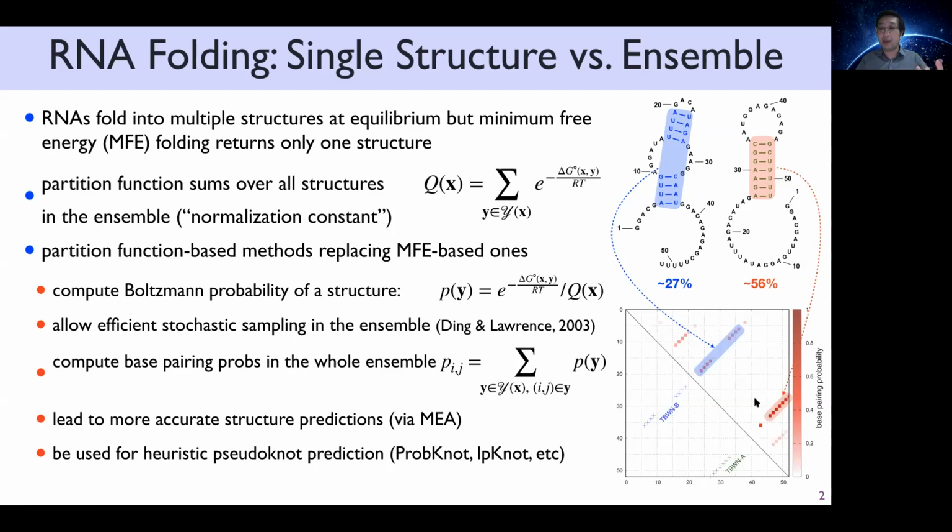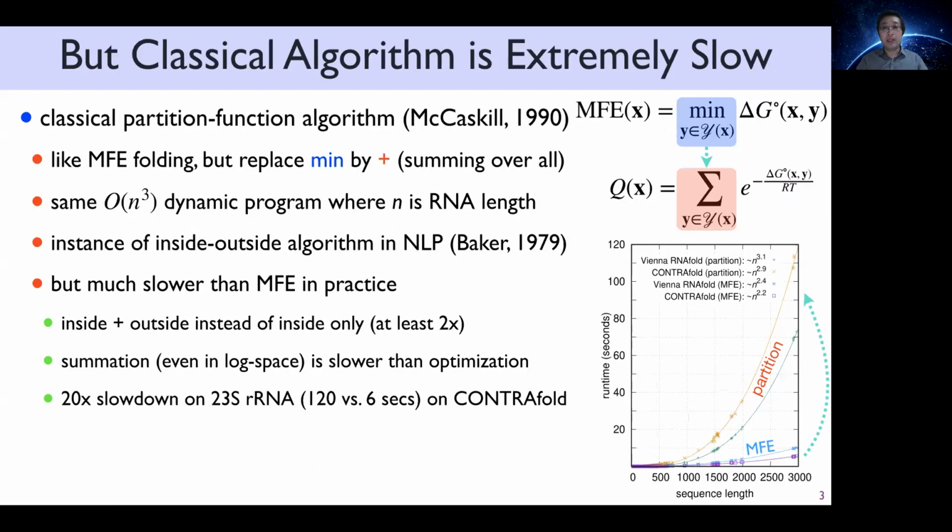We can see on the base pairing probability matrix plot on the right-hand side that these red pairs, which correspond to the right structure, are indeed more probable than these pairs in blue. And with this base pairing probability matrix p_ij, we can get more accurate structure predictions via the MEA, or maximum expected accuracy, algorithm, and we can also derive heuristic algorithms for pseudoknot predictions. So this is clearly very useful, but it's just very, very slow.